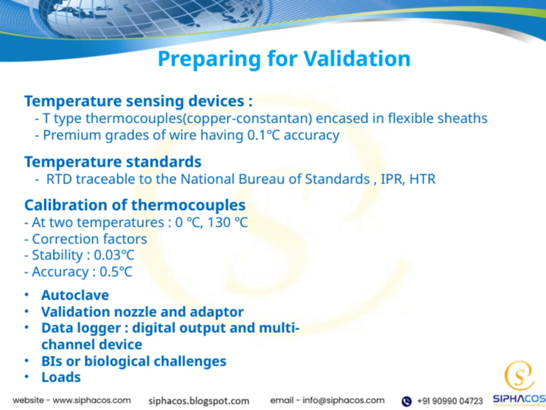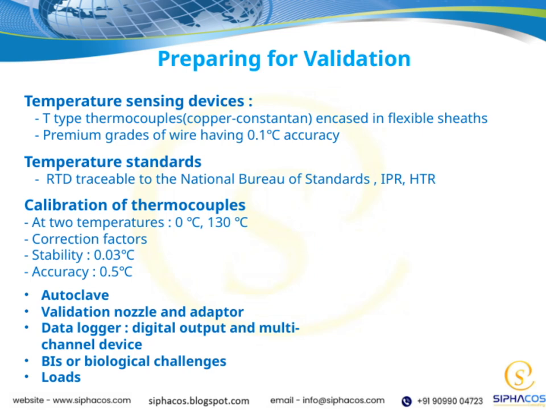For temperature sensing, we rely on T-type thermocouples, which are copper constantan and encased in flexible sheaths for durability and accuracy. We also use premium-grade wires that provide an accuracy of 0.1 degrees C, crucial for precise monitoring. Regarding temperature standards, our sensors are traceable to recognized standards like the National Bureau of Standards, IPR, and HTR, ensuring the reliability of our measurements.